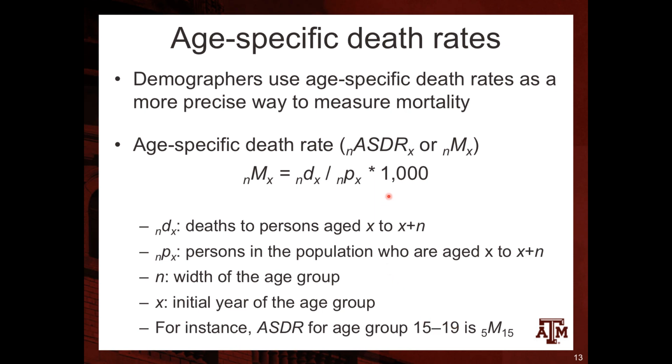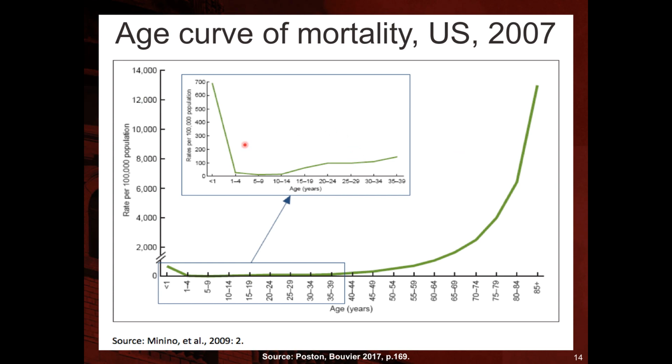Okay, and this notation, we usually can use the capital M for the age-specific death rates or age-specific mortality rates. They can also be called age-specific mortality rates, and they can be symbolized by the capital M, XN, or the ASDR, which stands for age-specific death rate. And just an example of these age-specific death rates we have in this graph here for the US in 2007.